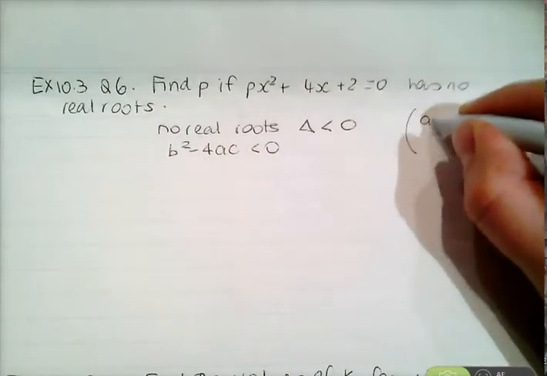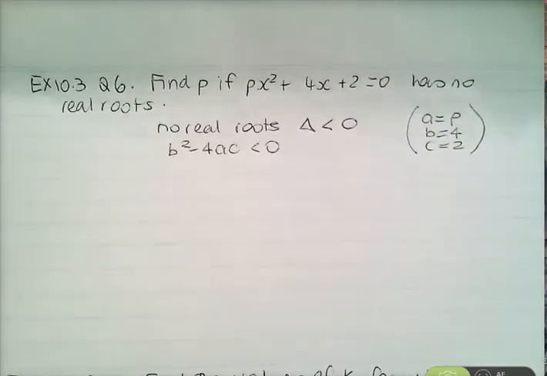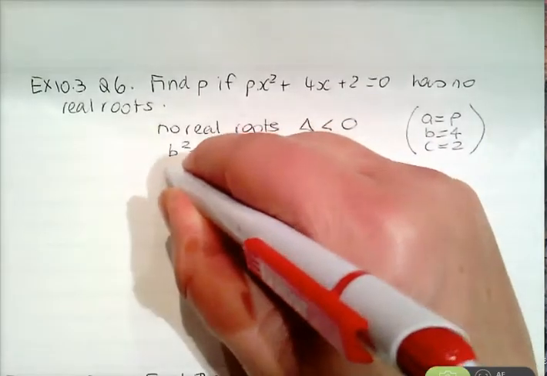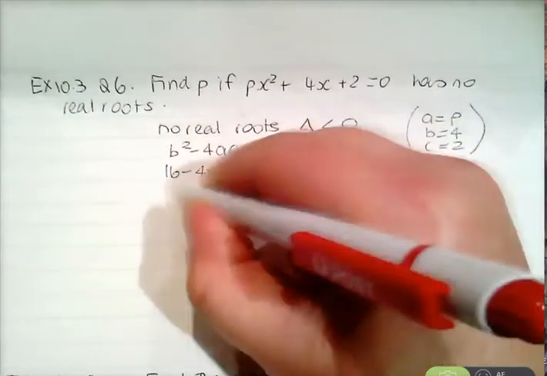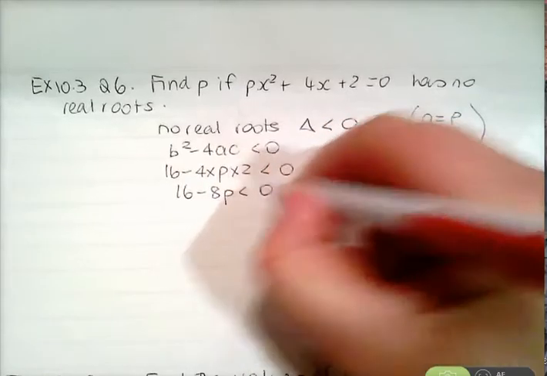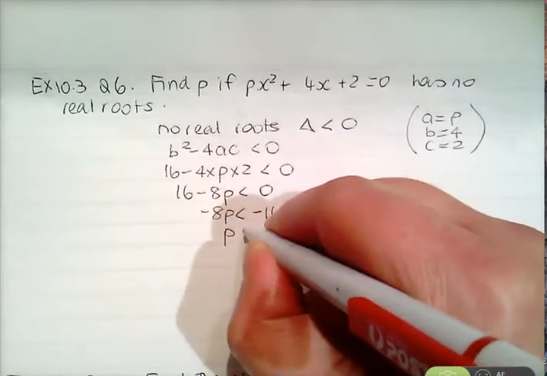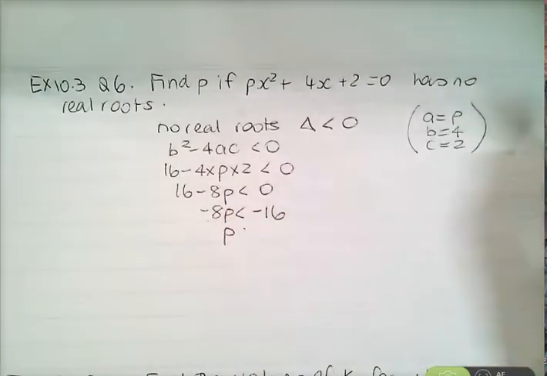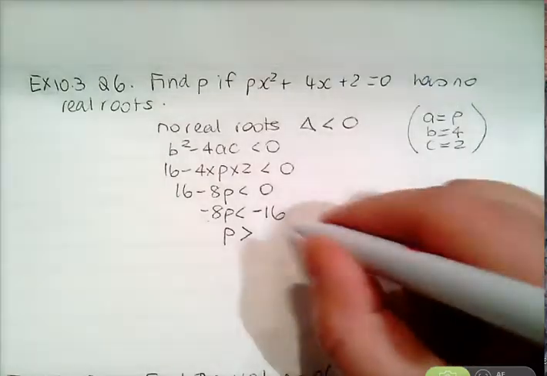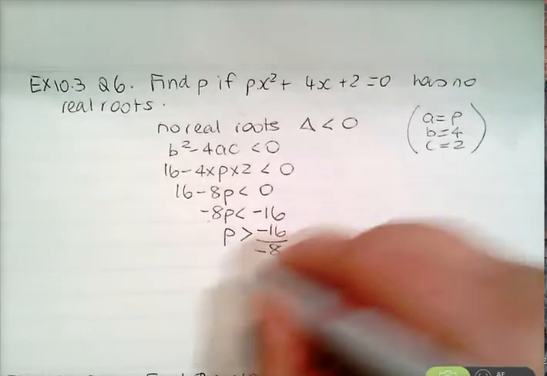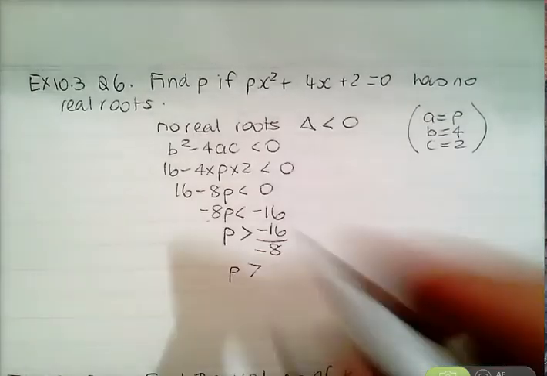If we look at this equation, a is p, b is 4, and c is 2. Substituting those in, we get 4 squared, which is 16, minus 4 times p times 2 is less than 0. So 16 minus 8p is less than 0. In other words, -8p is less than -16. Now, we need to divide by -8 to get the p on its own. So we flip the inequality sign around and we get that p is greater than -16 over -8. In other words, that p is greater than 2.